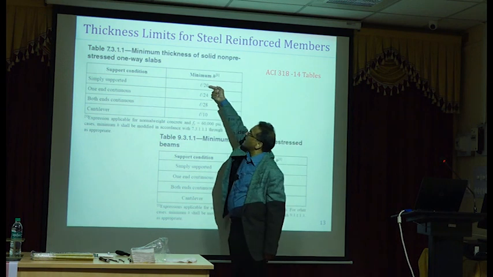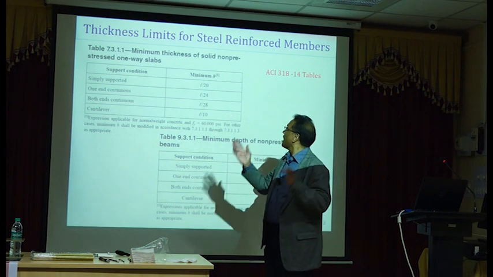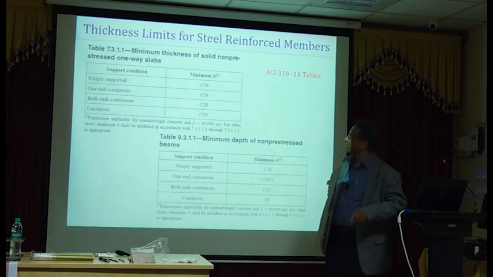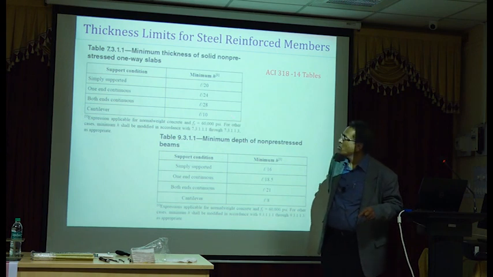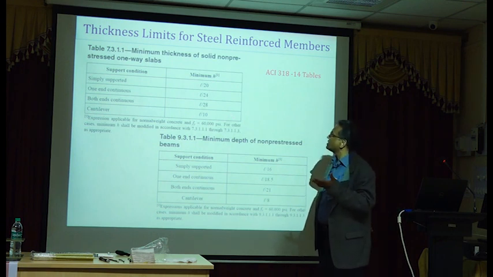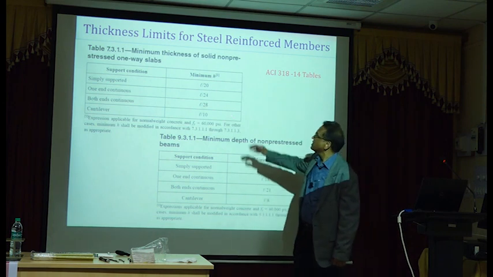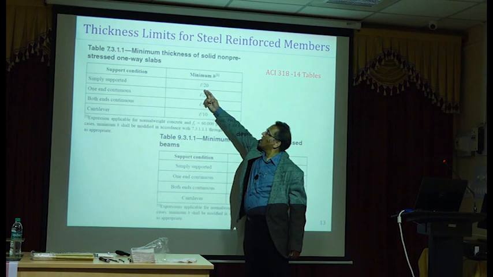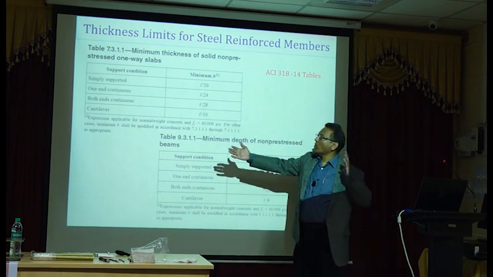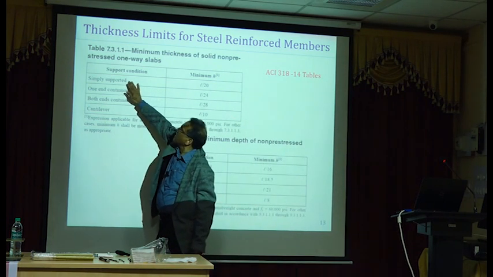If the minimum thickness is L over 20, that means let's say we have whatever, 10 feet or 10 meters. A 10 meter slab is very difficult to design, but let's say a 4 meter span. 4 meter span, 4,000 over 20, so 80 millimeter. Is that right? Probably, something like that. So depending on your span, whatever is the span divided by 20 will give you the minimum thickness. So that's for one-way slabs.